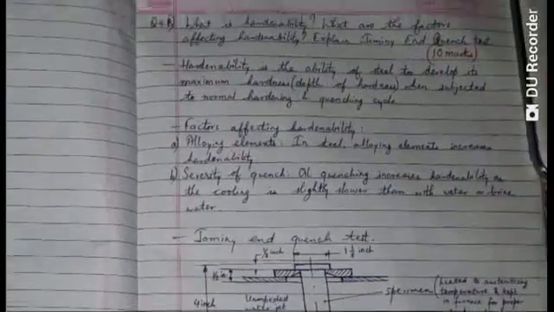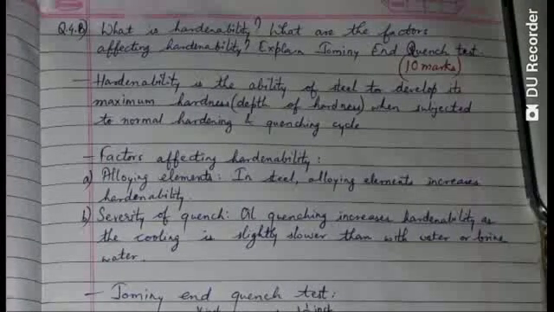Now question number 4b. What is hardenability and what are the factors affecting hardenability? Explain the Jominy end quench test. Hardenability is the ability of the steel to develop its maximum hardness, that is depth of hardness, when subjected to the normal hardening and quenching cycle. There are various factors which affect hardenability. Alloying elements: in steel, alloying elements increase the hardenability. Severity of quench: oil quenching increases hardenability as the cooling is slower than with water or brine water.